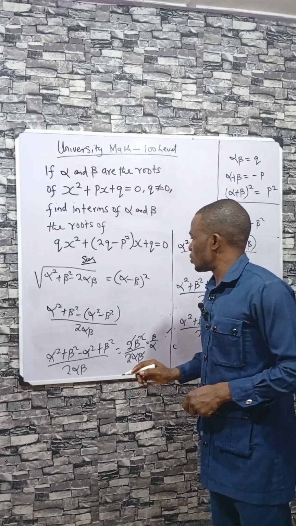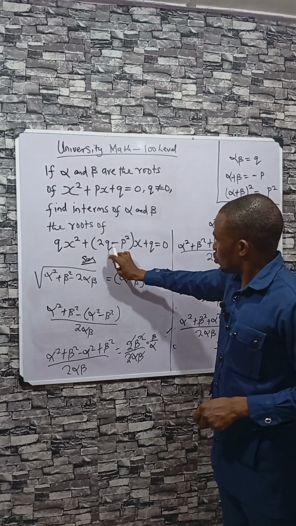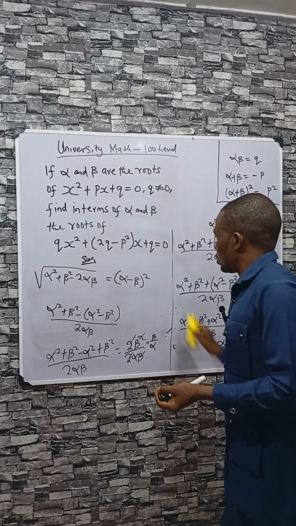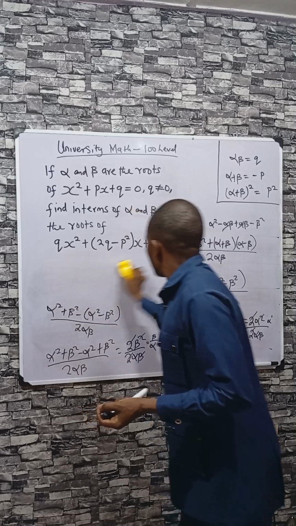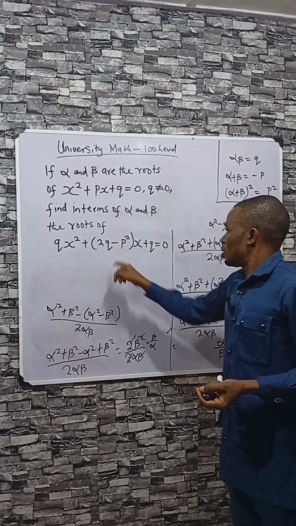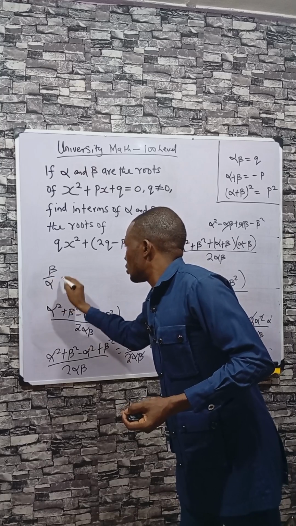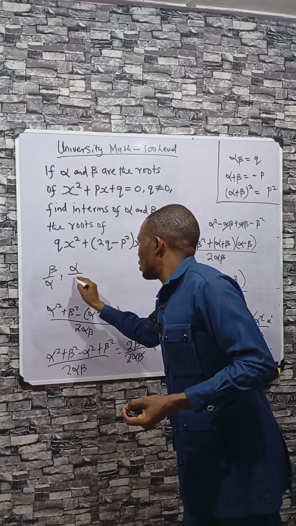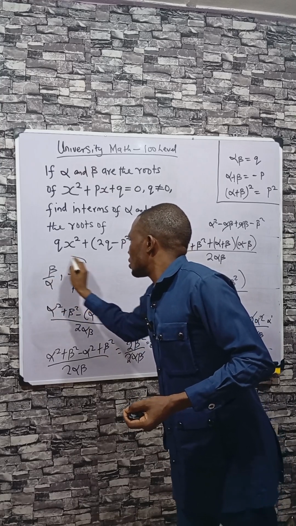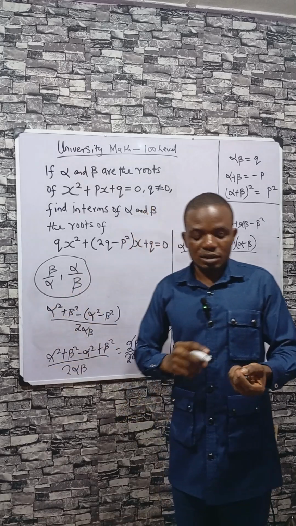So the two roots of the desired equation, which is this lovely equation, are beta divided by alpha and alpha divided by beta, as elegantly solved.